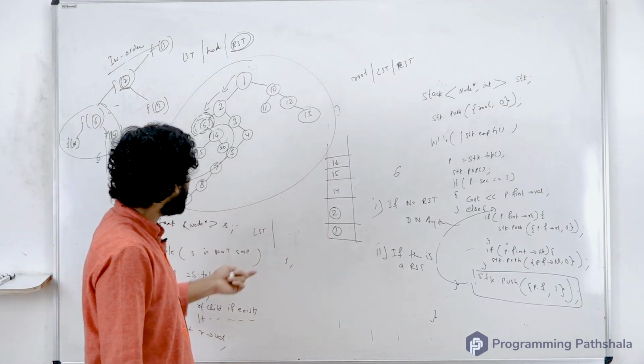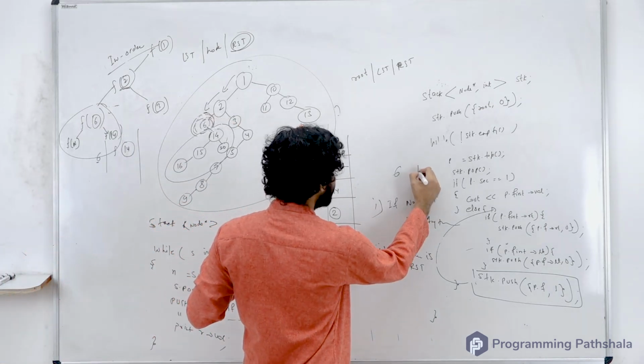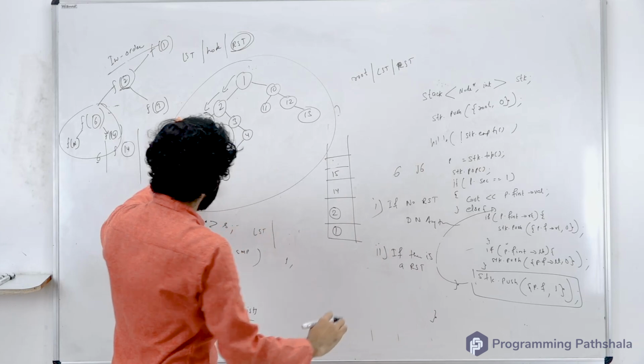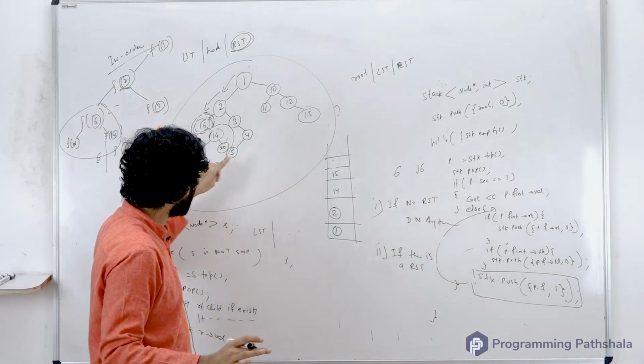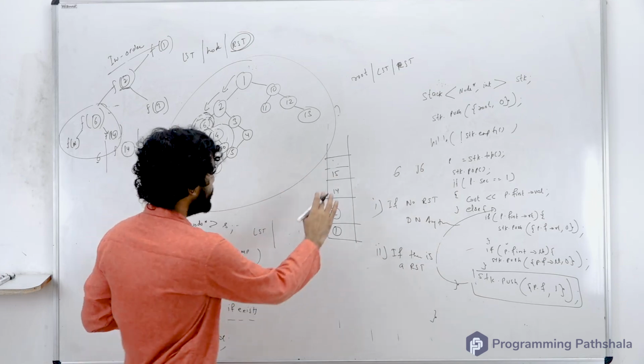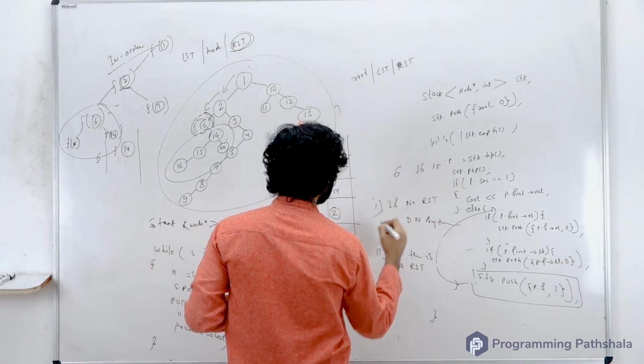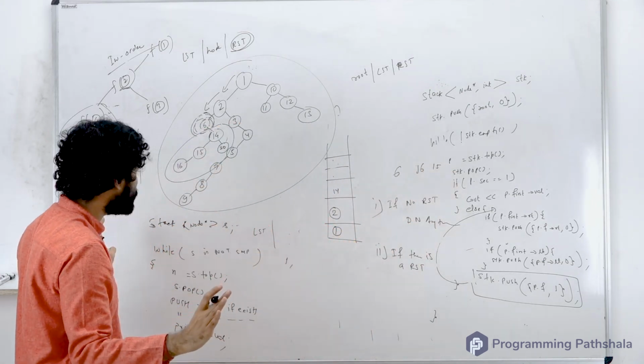Now again, what is the top of the stack? That is 16. So now you will print this 16. Does this 16 have a right child? No. Okay, so you won't do anything. Next iteration, automatically its parent becomes the top. You print this parent also. Does this parent have a right child? No, nothing to be done.